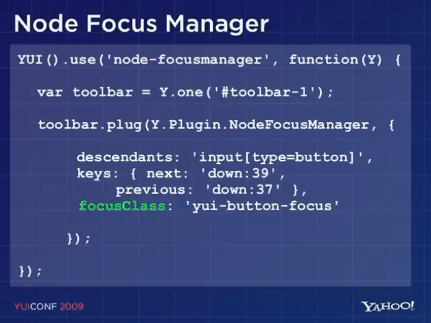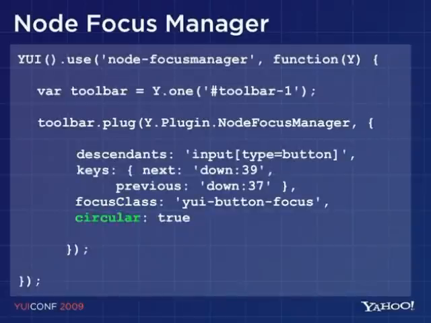And then there's an additional property called circular, and that essentially allows the Focus Manager to cycle back to the beginning of the list of descendants if I'm at the end, or vice versa. So if I reach the last button in my toolbar and I push the right arrow key, it's going to cycle me back to the first button. So just a nice affordance for users of the keyboard to be able to navigate focus amongst a widget's descendants more efficiently.